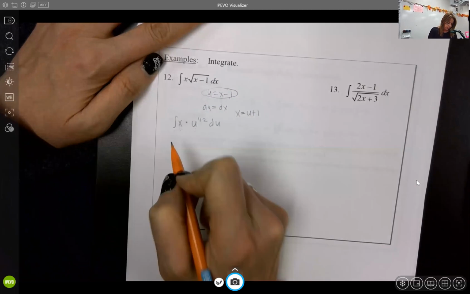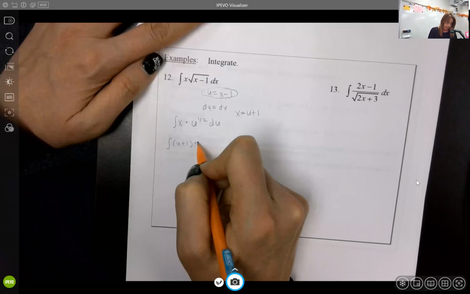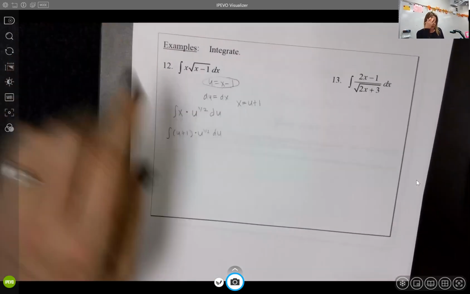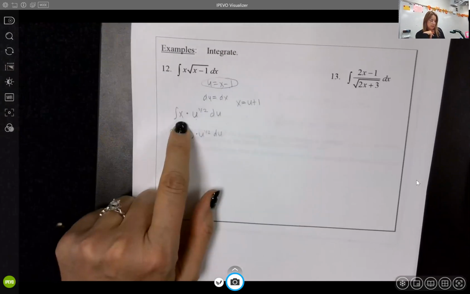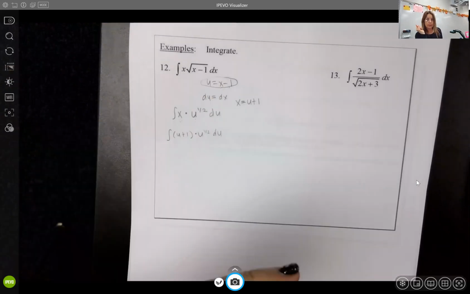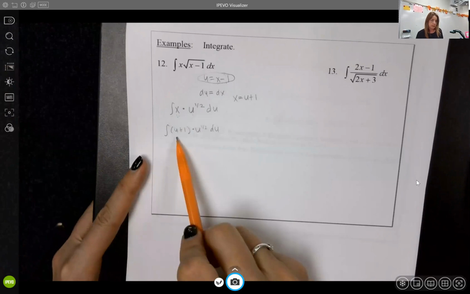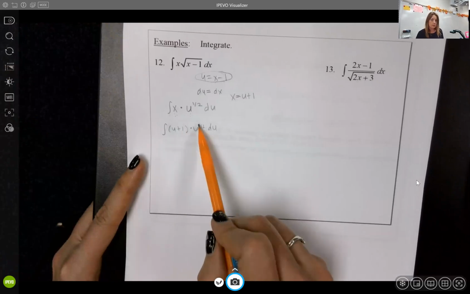Now I can put my u plus 1 right here and times that by u to the 1/2 du. Okay? So if you have a problem that has two variables, you're going to have to manipulate your original equation somehow so that you only have one variable. Now to integrate this, neither of these are hook-ons, right? Neither of these are the baby. So I need to distribute to both of these.